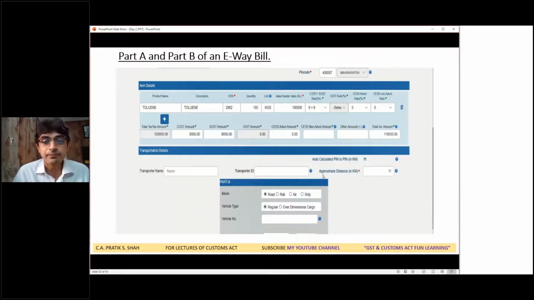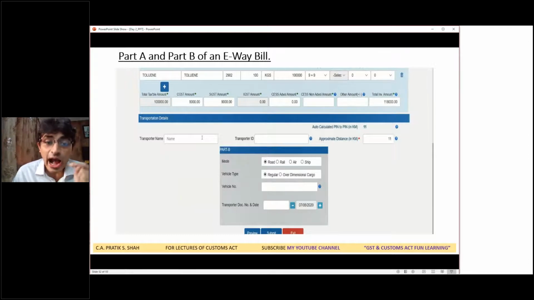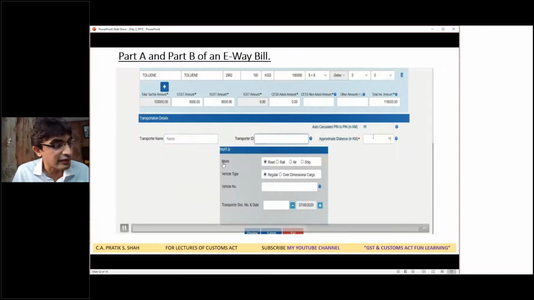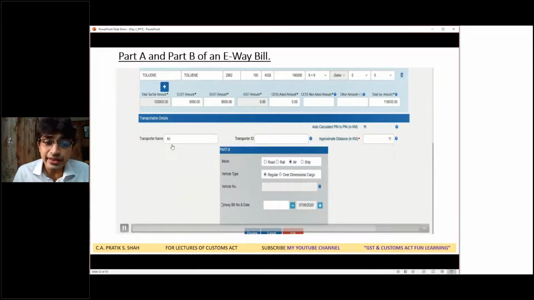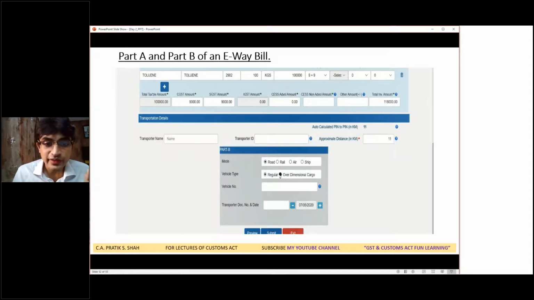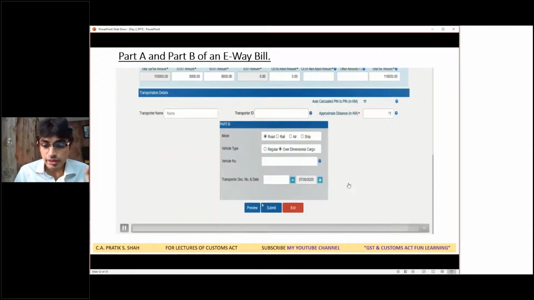Now comes part B. How you are moving the goods. Part B of e-way bill. Are you moving by road, by rail, by air, or by ship? Select any one. Suppose I'm moving by road, I have to write vehicle number. By which truck, that number I have to write. If I'm moving by rail, then railway receipt number, RR number, I have to write. Air, then airway bill I have to write. And ship, then bill of lading I have to write. Okay? This is how you need to prepare e-way bill. And then submit.